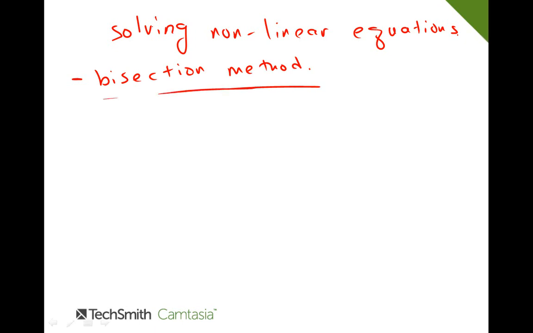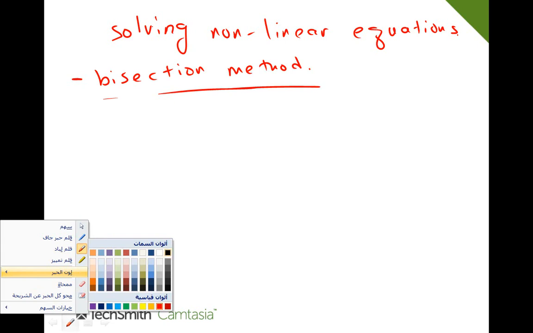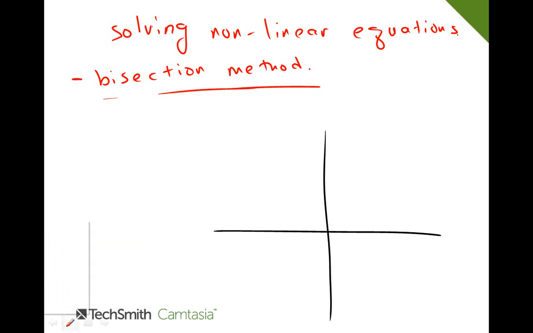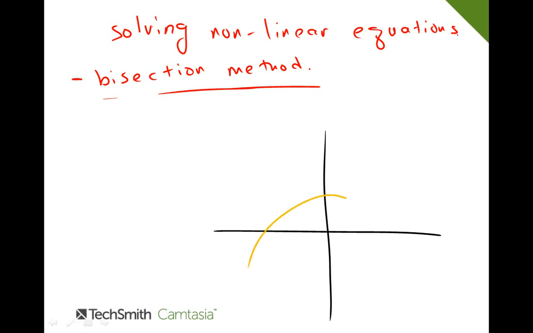Okay, so as I told you, we're going to solve nonlinear equations using the bisection method. Before I give you an example, first I want to explain the mechanism, the way we're going to approach the answer. As you know, we can sketch a nonlinear equation. Let's say that this will be our graph.